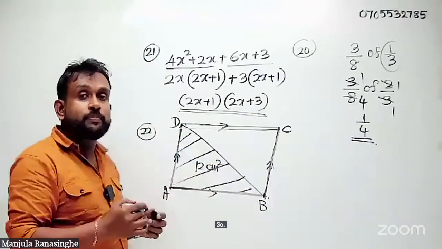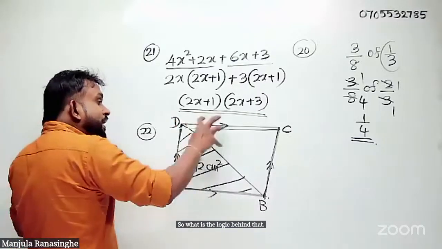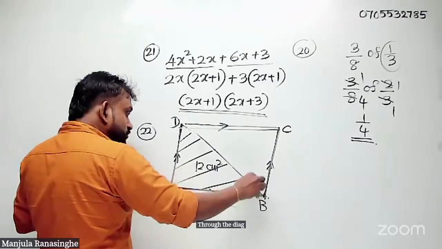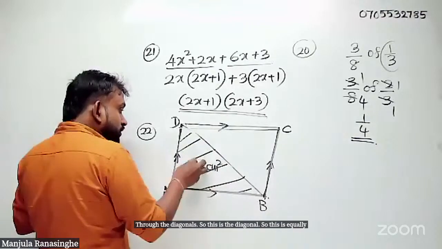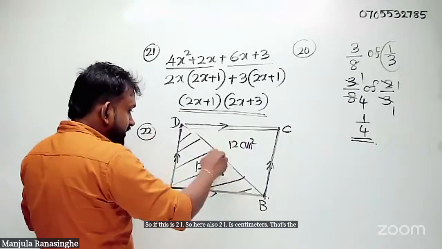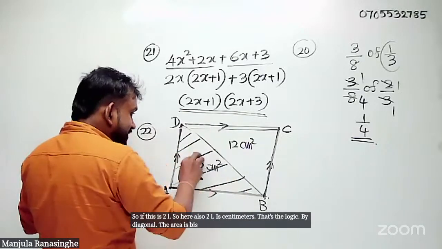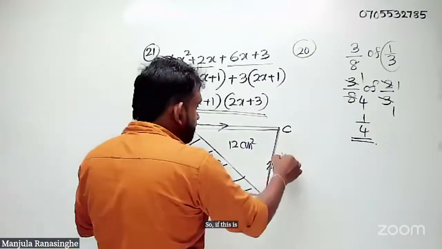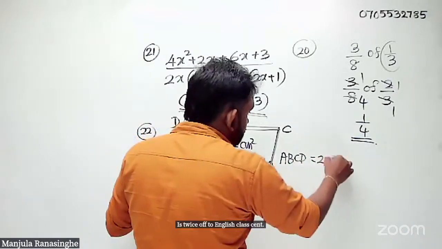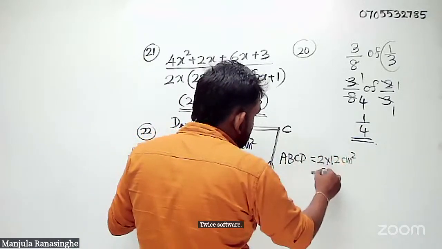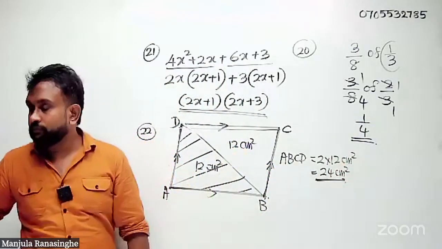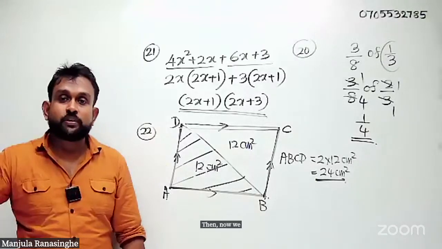So what is the logic behind that? The area of the parallelogram is bisected by the diagonal. So this is the diagonal, so the area is equally shared. So if this is 12, here also 12 square centimeters. That's the logic. By the diagonal, the area is bisected, equally divided. So if this is 12, 12, then the ABCD area is twice 12 square centimeters. That's 24 square centimeters. Right. Then now we move to question number 23.